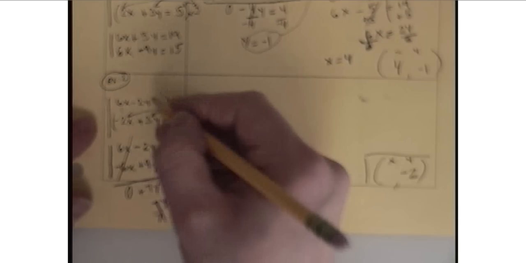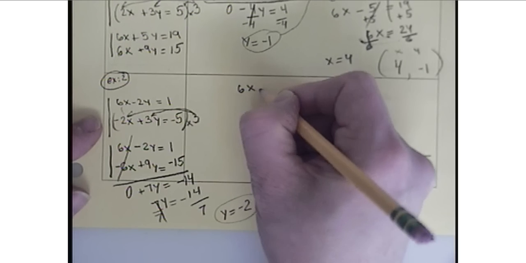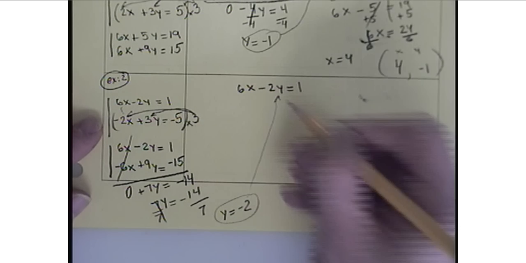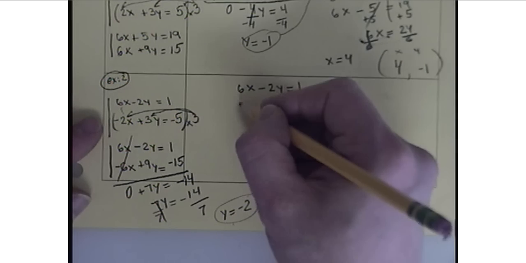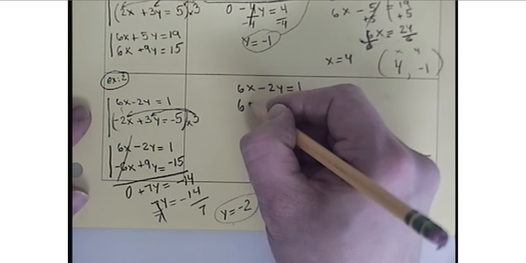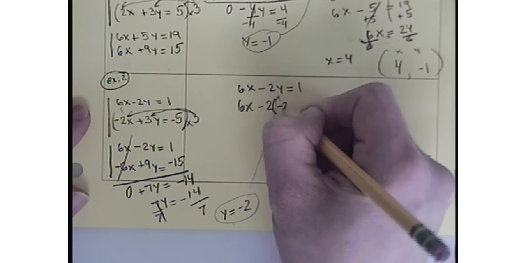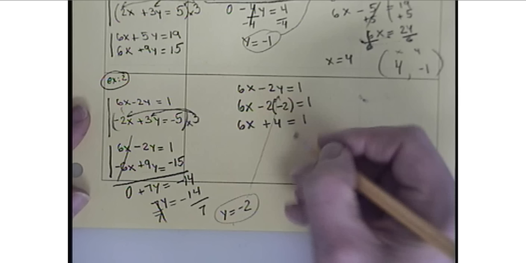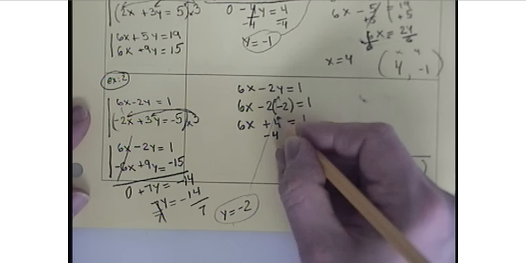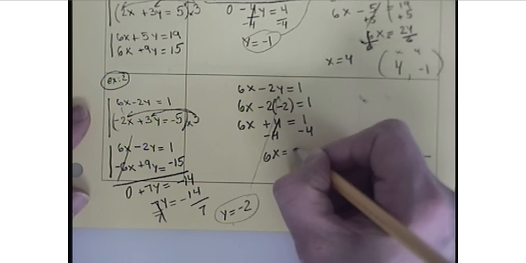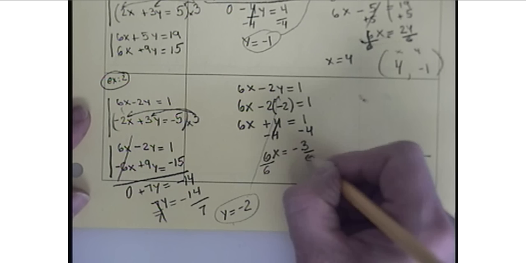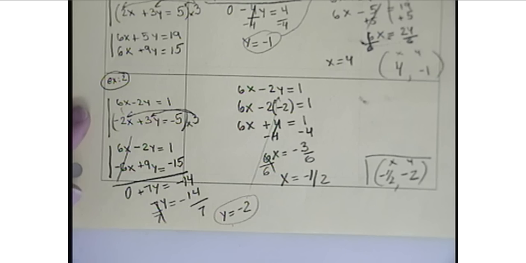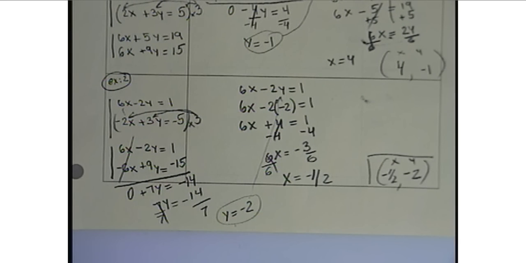Now let's use the first equation again, 6x minus 2y equals 1, and substitute for y up here the number negative 2. So the new equation to solve will be 6x minus 2 times negative 2 equals 1. 6x plus 4 equals 1, minus 4 on each side, 6x is equal to negative 3. Divide by 6, so x will be negative 1 half. Negative 1 half will be my final answer here for that problem.